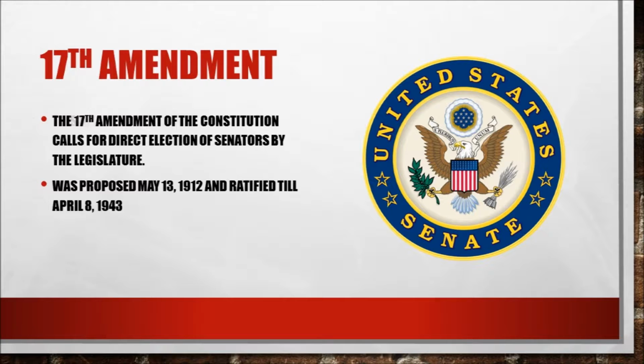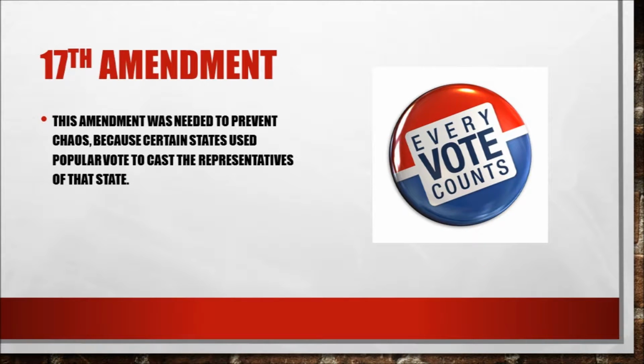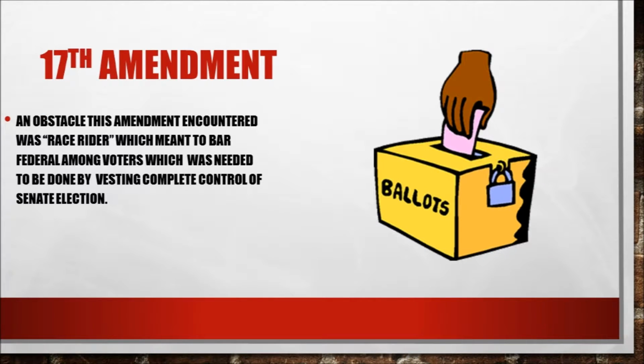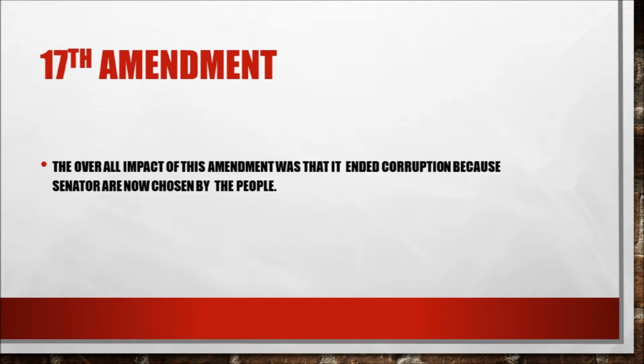The 17th Amendment was needed to prevent chaos because certain states used popular vote to cast the representatives of the state. The obstacle that this amendment encountered was a rider, which meant to bar federal oversight among voters, which was needed to be done by vesting complete control of the Senate. The overall impact of this amendment was that it ended corruption because senators are now chosen by the people and not by the Senate itself.